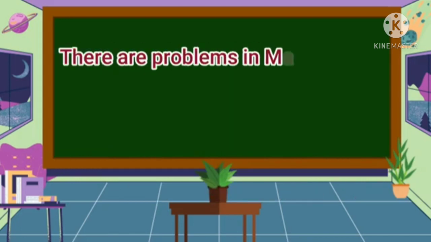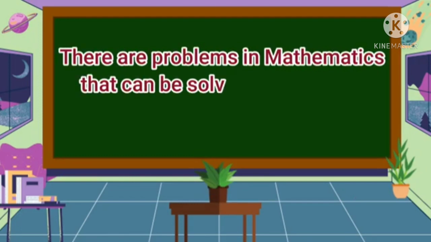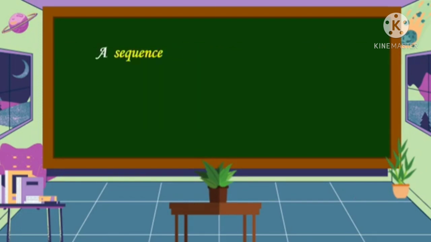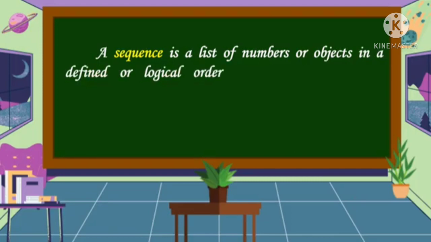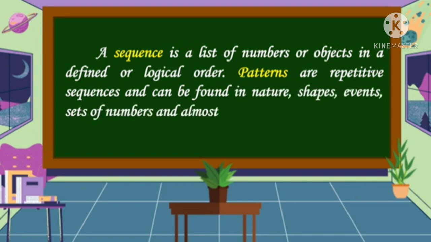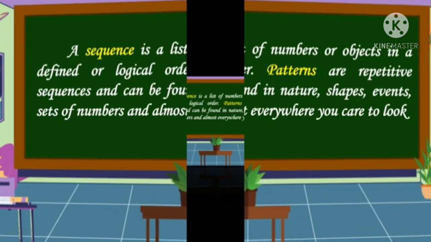Therefore, his mother will receive 13 gifts on the 7th day. There are problems in mathematics that can be solved by observing sequences and patterns. A sequence is a list of numbers or objects in a defined or logical order. Patterns are repetitive sequences and can be found in nature, shapes, events, sets of numbers, and almost everywhere you care to look.